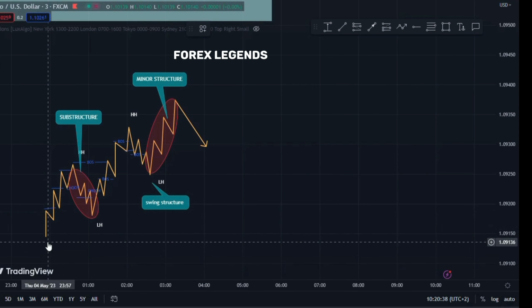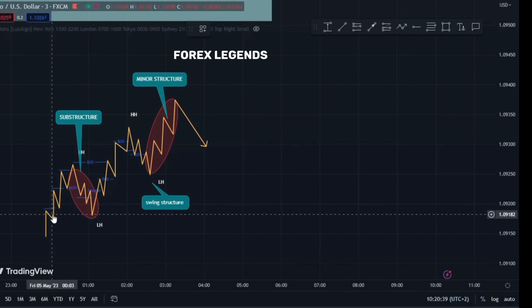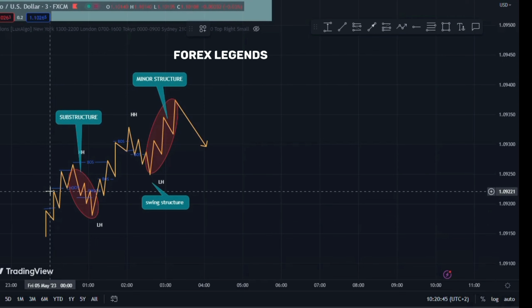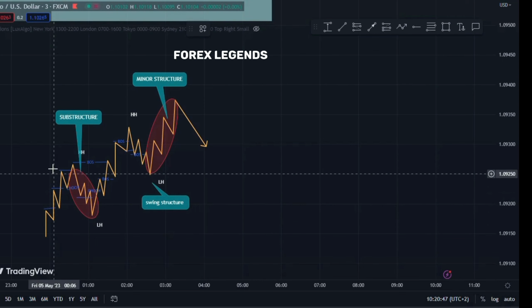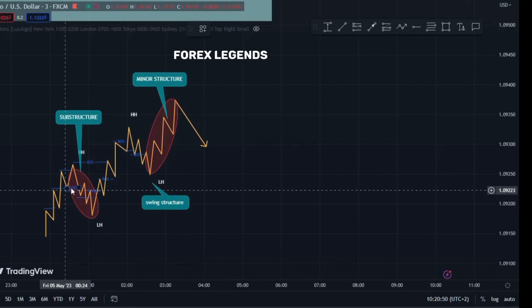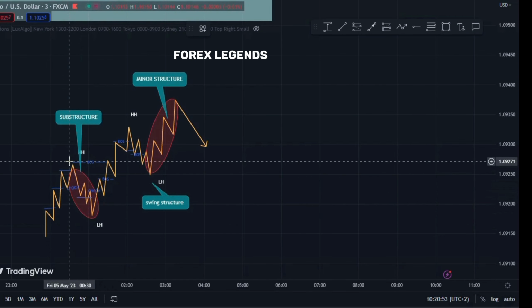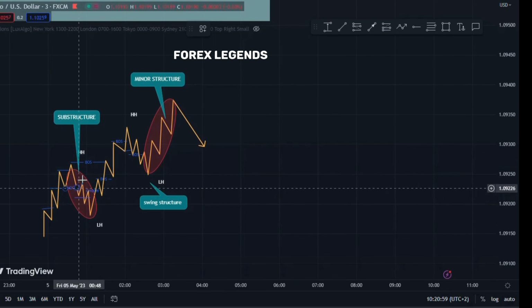From here to here, because we're in a higher high, we're in an uptrend, we're in a bearish trend, this is called a higher high. This is called a higher low. This is called a higher high. This is called a higher low. This is called a higher high, higher low. And then once we see a move on the downside, like this, it's a higher low, lower low, higher low, lower low, higher low, lower low.